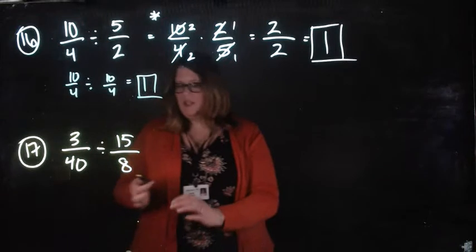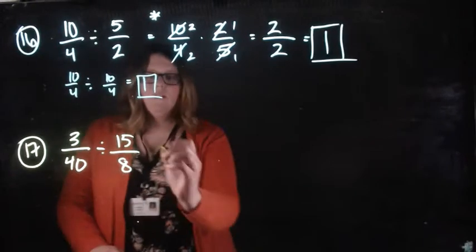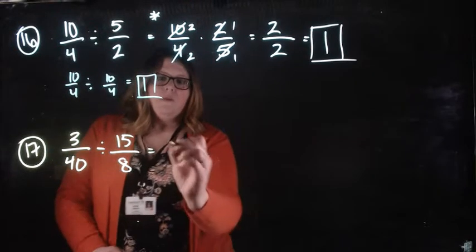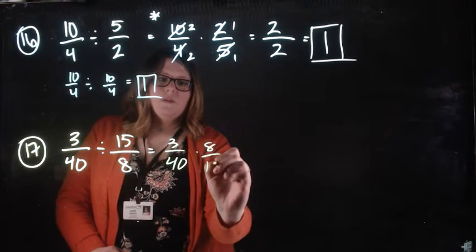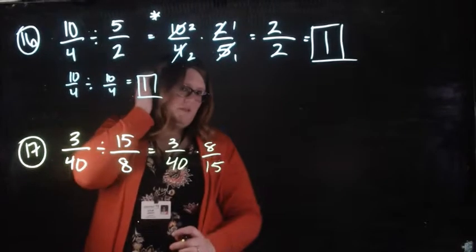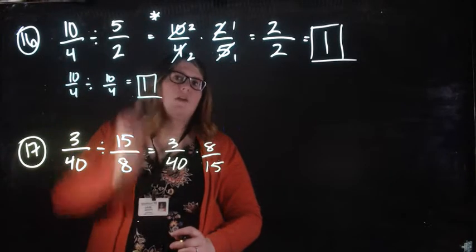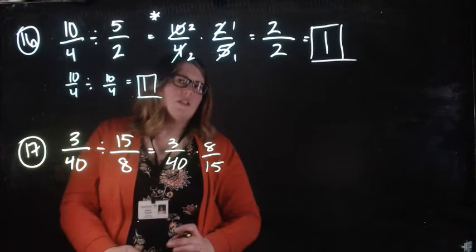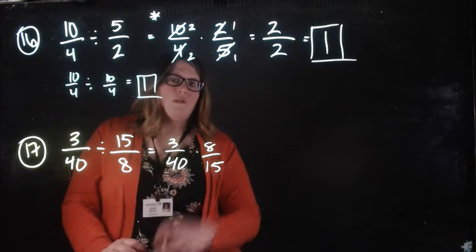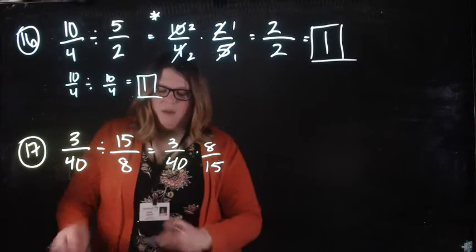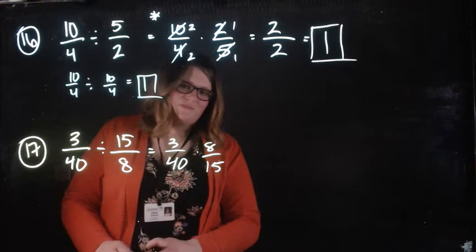3/40 divided by 15/8. So we can rewrite it by multiplying by a reciprocal. So we're going to flip 15/8 to 8/15, and then we can cross cancel. I encourage you guys to pause the video and try this on your own, and then replay it and see if our answers match.